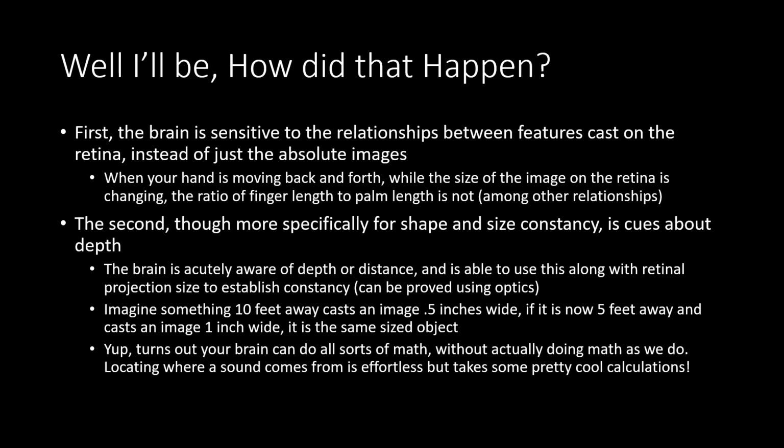without actually doing math as we do it. So another example of this is that you can hear sounds and effortlessly know where those sounds are coming from. And this actually takes some pretty interesting mathematical calculations to do if you wanted to do it on paper. Of course, your brain does it with neurons, and it processes it in a way that is not like the math that we do outside our brains.